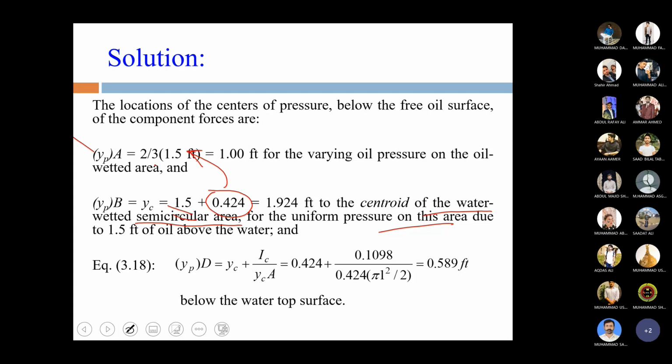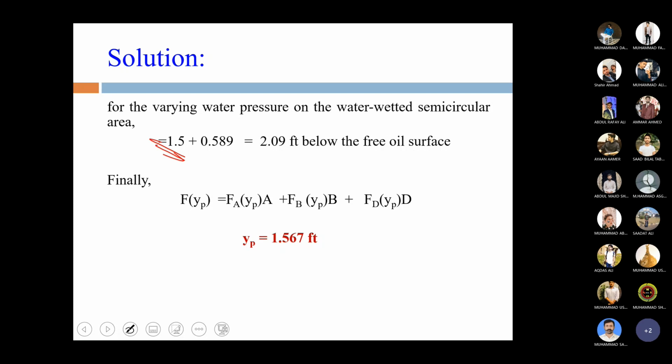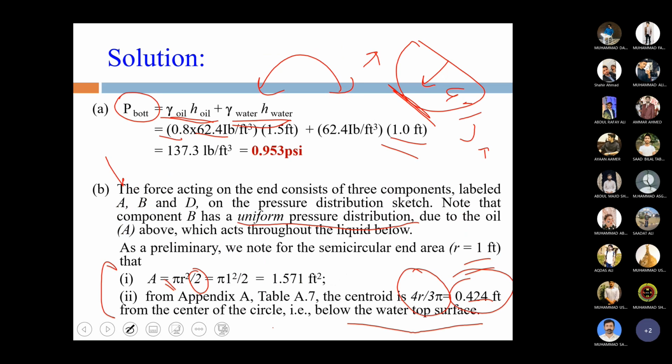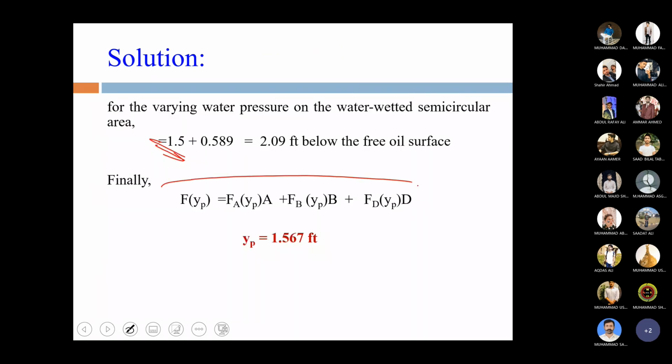And YPD would be YC plus IC over YCA, and IC we have separately calculated from this one. So you can also find YPD. Okay, and obviously you will add 1.5 feet as your datum point is at the top. You have to add 1.5 for YPB and YPD. And finally, you can just take the moment of total force times YP, and this one is unknown. So can you find YP, last point? Any question?